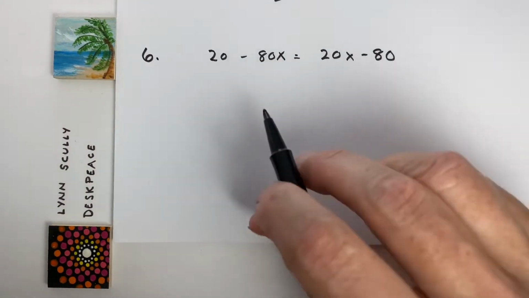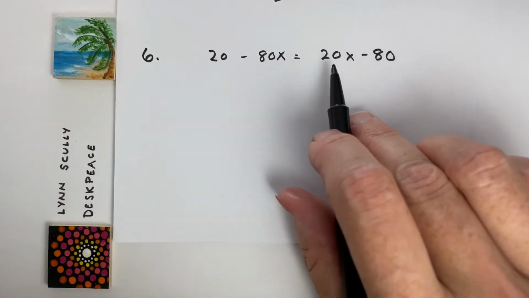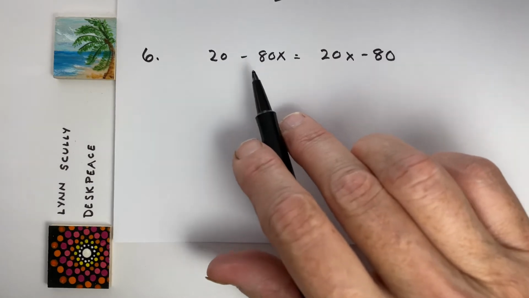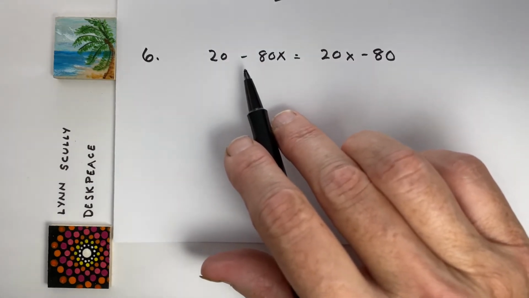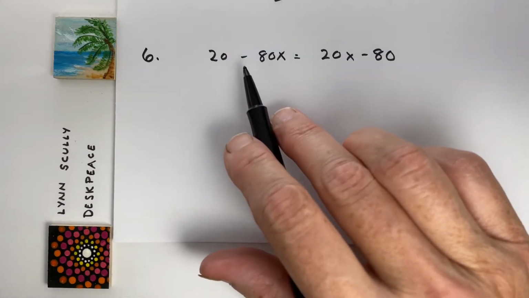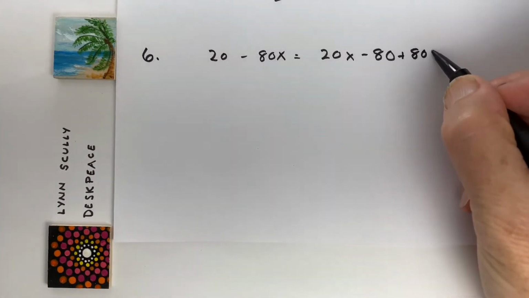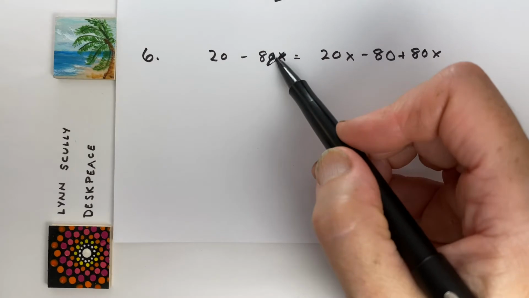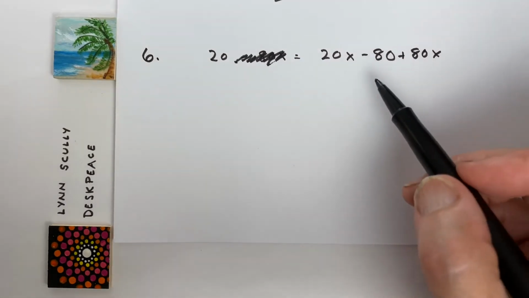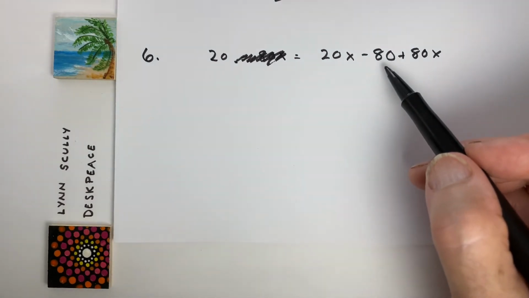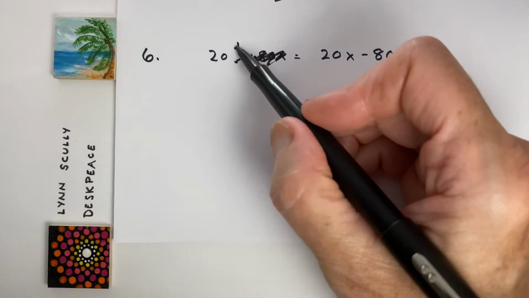Number 6, 20 minus 80x equals 20x minus 80. I see this 80x is subtracted, and I would like it to be positive. So I'm going to add this 80x to the other side. That undoes the subtraction right here. Now I have x's on this side. I have this minus 80, which doesn't have an x with it. So I'm going to move it to the other side of the equal sign by addition.